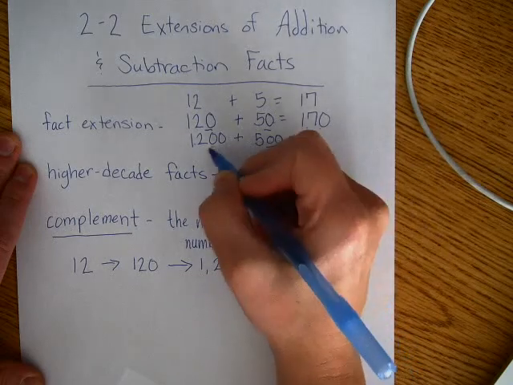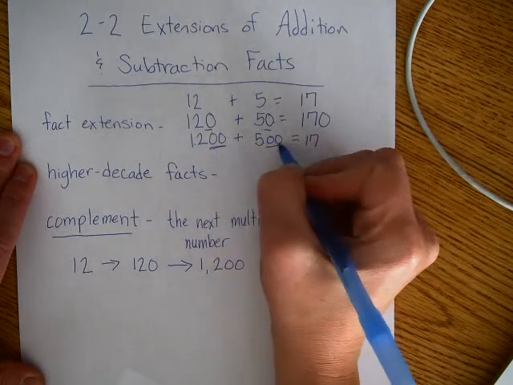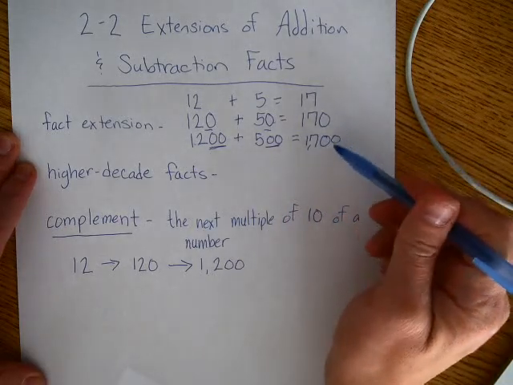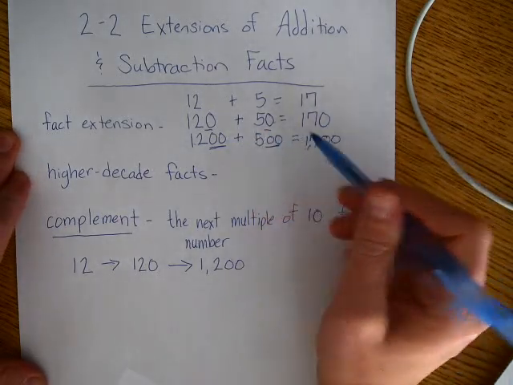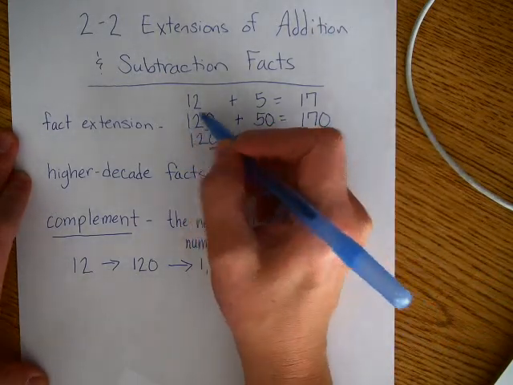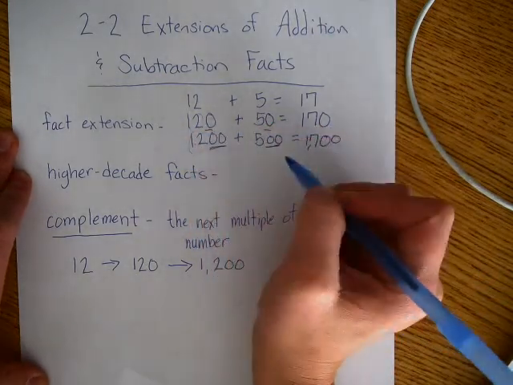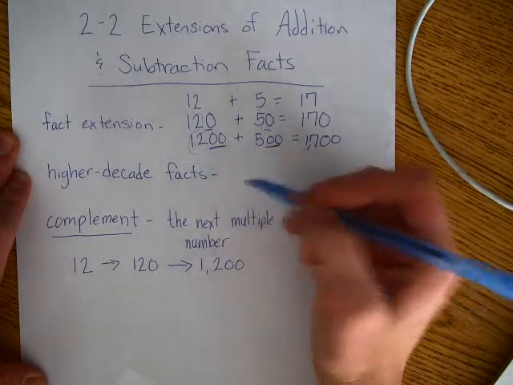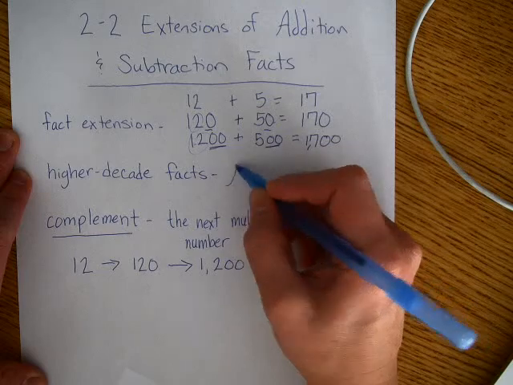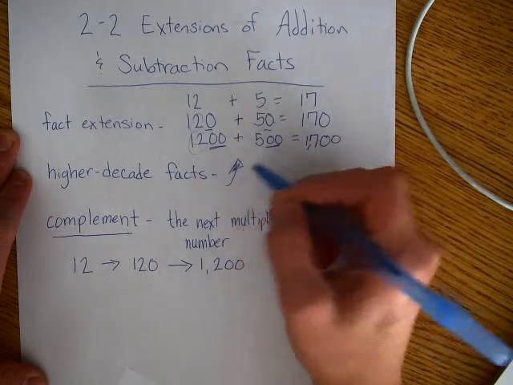We say, how many zeros did that have on each of them? They each have 2, so we add 2 to the end. And you can see the relationship between these numbers. These are fact extensions. And higher decade facts are facts that go into the hundreds, that go into the thousands. They're facts that extend up much higher. So those are some examples of that.